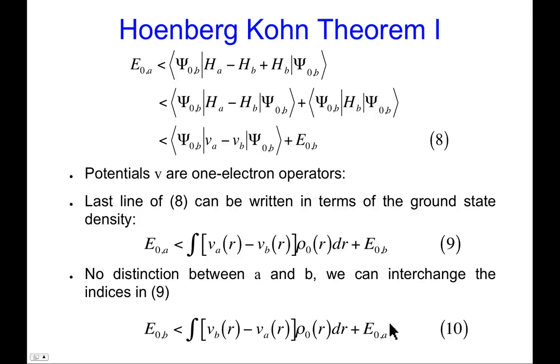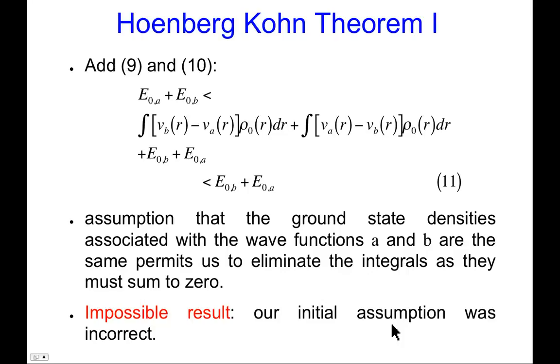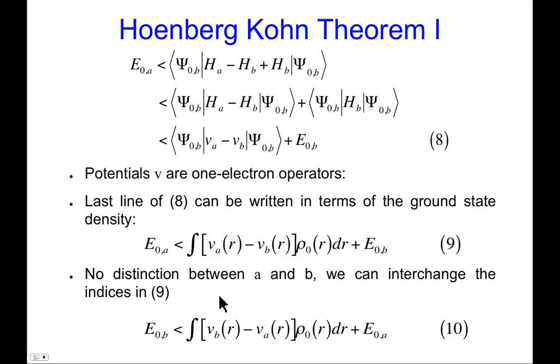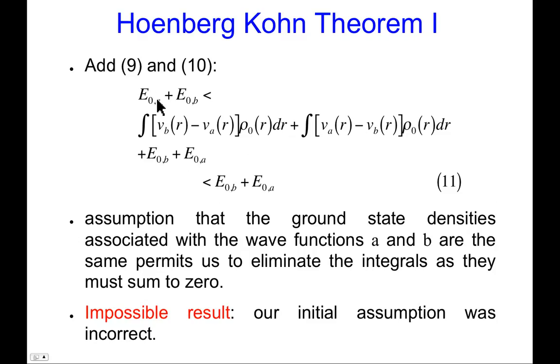But if I now add 9 and 10, so I'm going to add this to this, add this to this, add this to this. So I'll get the sum of the two ground state energies, and then I get this integral plus this integral. But this is VB minus VA, this is VA minus VB, this is negative this. So this plus negative of this would all cancel, and I would get that the sum of these two ground state energies is less than the sum of these two ground state energies, but they're the same ground state energies. So that is clearly impossible.